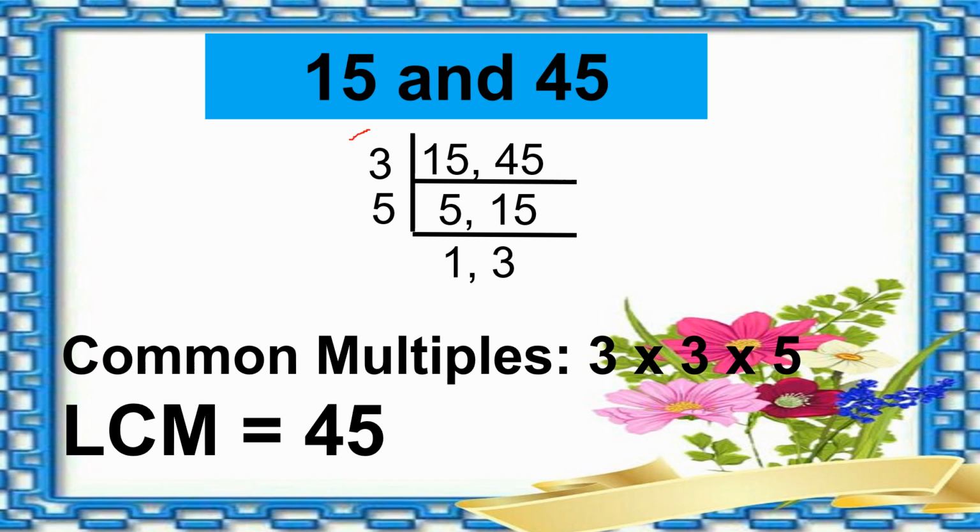So the numbers here are the common multiples, I mean. So you're going to list down 3 times 3 times 5, starting from the smallest number. Do not write 1 anymore. So we're going to write only the numbers which are higher than 1. So 3 times 3 is equal to 9. 9 times 5 is equal to 45. So that's why the LCM is equal to 45.